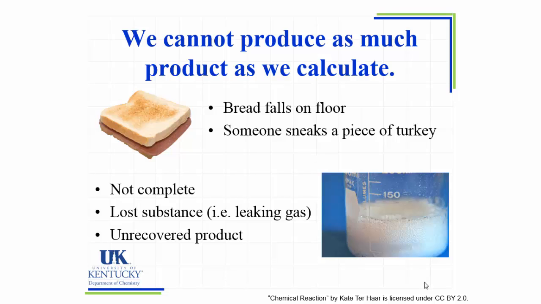Other times, we will lose some substance. If we're producing a gas or using a gas as a reactant, sometimes we lose some of that in the transfer process. We can also have situations of unrecovered product, either because it's spilled or because we have, say, solid stuck to a filter paper that we can't remove. So lots of different things can happen to affect our percent yield. And this is a big issue in industry, because even reducing their waste and increasing their percent yield by a small amount can make a dramatic difference in the bottom line.